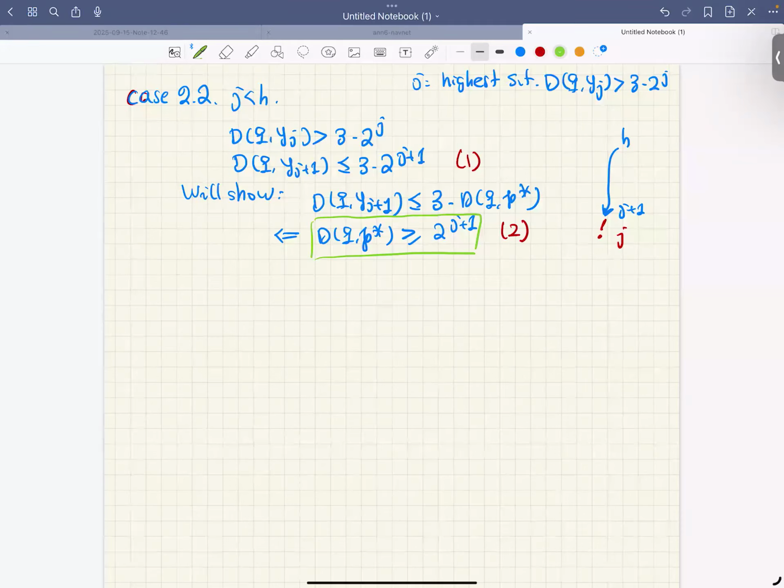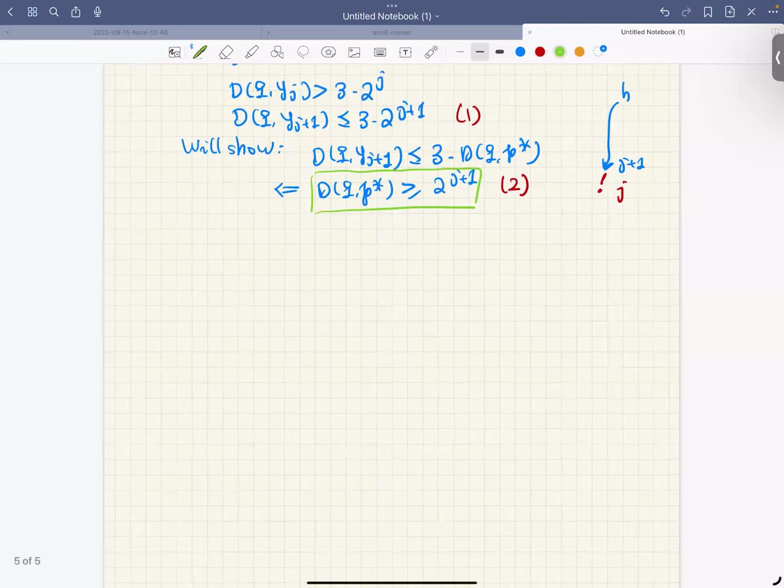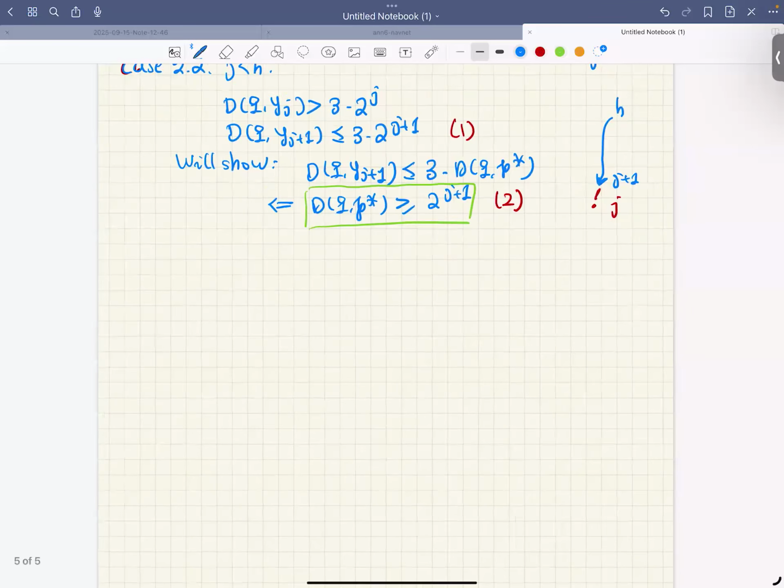All right, good. Now I think we are ready for the final argument. What I'm going to do is this: I zoom into here. Now you see this is y_{j+1}, and then I have y_j here. So this is what's going on.